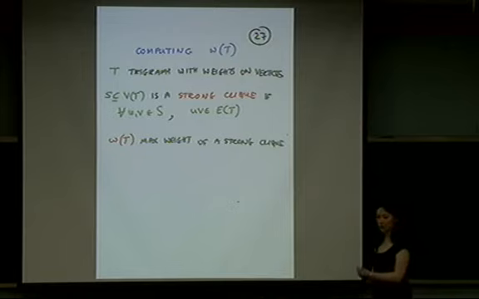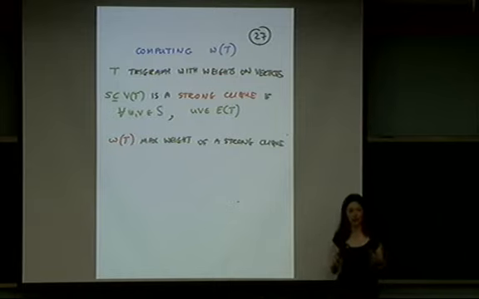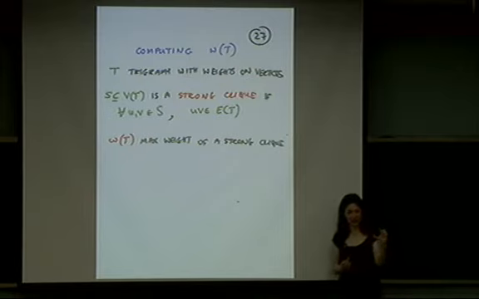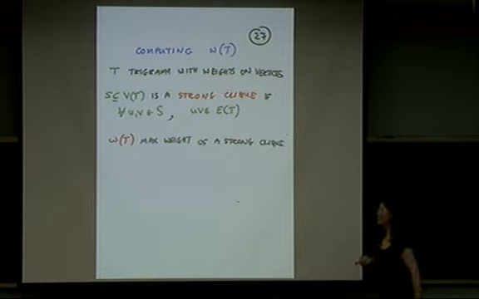So I have a trigraph with weights on the vertices, and now what I'm going to compute is what's called a strong clique. A strong clique in a trigraph is a set of vertices that are all pairwise adjacent. I'm not allowing undecided pairs. It's a set of vertices, and every pair is a decided edge.